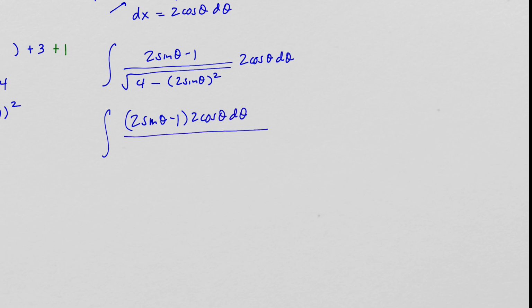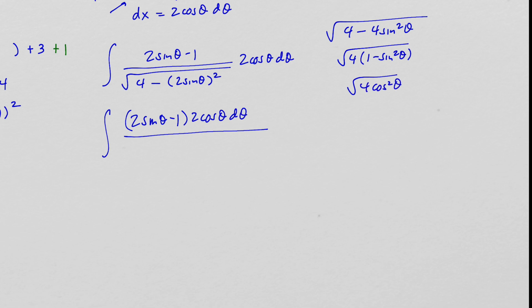In the denominator here, we have the square root of 4 minus 4 sine squared. That is the square root of 4 times 1 minus sine squared, which is the square root of 4 cosine squared, which is 2 cosine of theta. So that worked out nicely. Now we can cancel 2 cosine theta top and bottom. And we get the integral of 2 sine of theta minus 1 d theta. And this is straightforward, nothing tricky here.